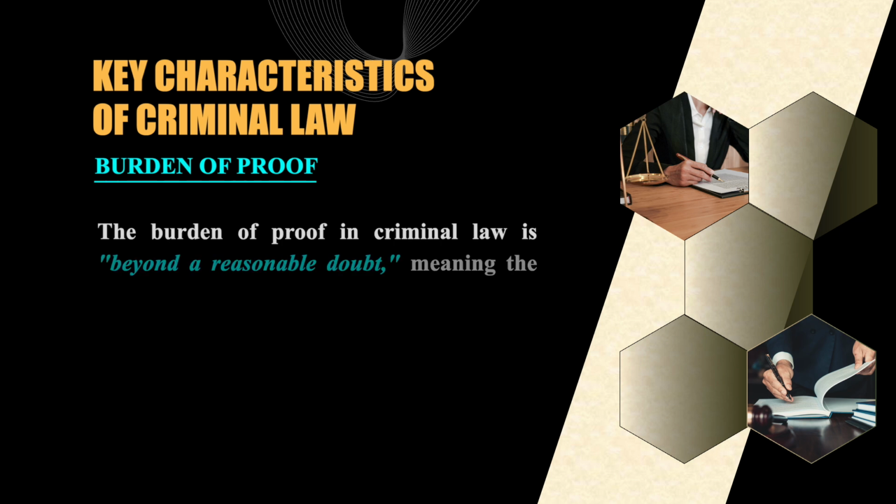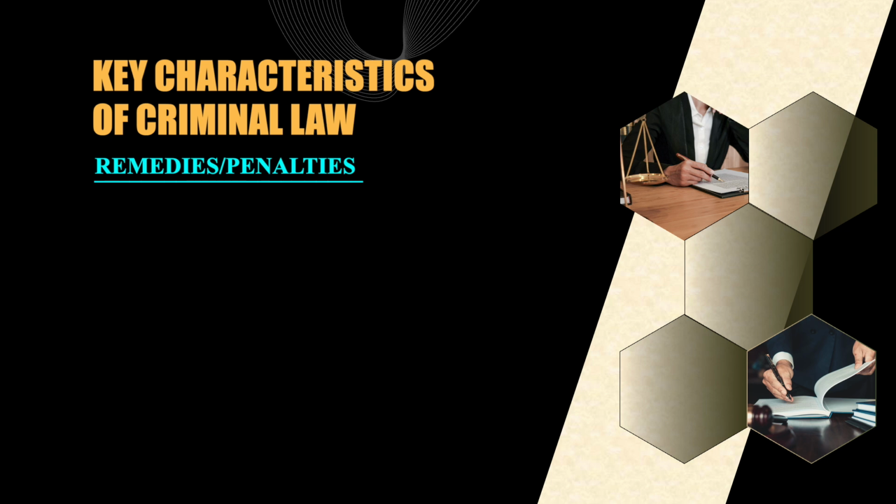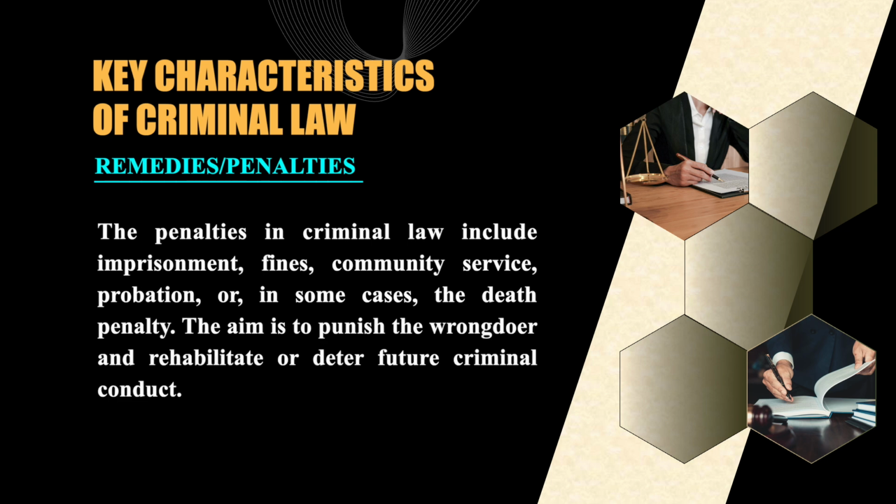Burden of proof. The burden of proof in criminal law is beyond a reasonable doubt, meaning the prosecution must prove the defendant's guilt to such a degree that there is no reasonable doubt in the mind of a reasonable person. Remedies or penalties involved. The penalties in criminal law include imprisonment, fines, community service, probation, or in some cases the death penalty. The aim is to punish the wrongdoer and to rehabilitate or deter future criminal conduct.